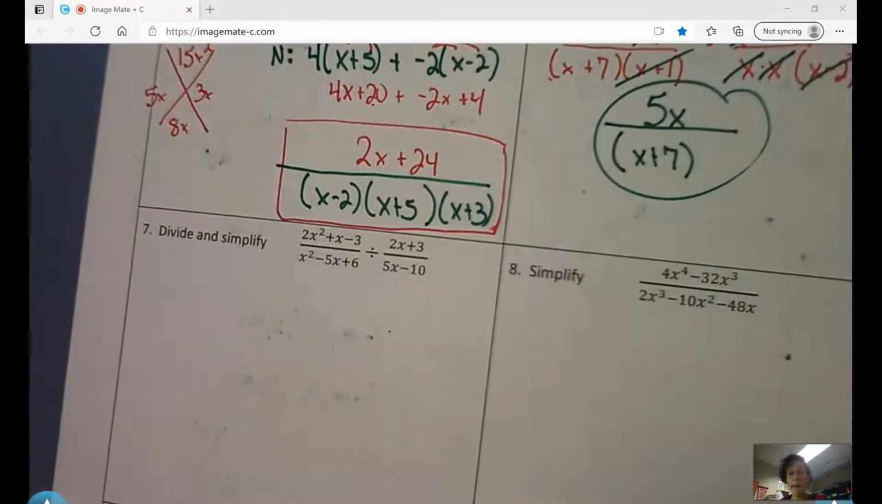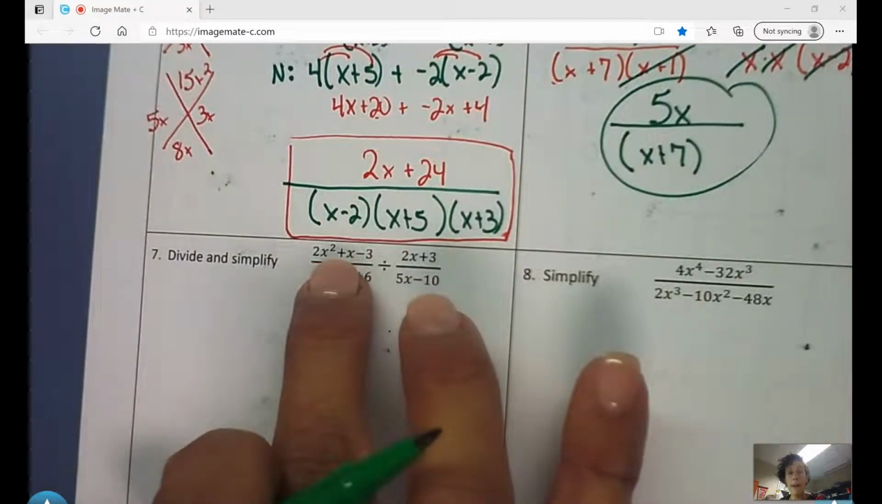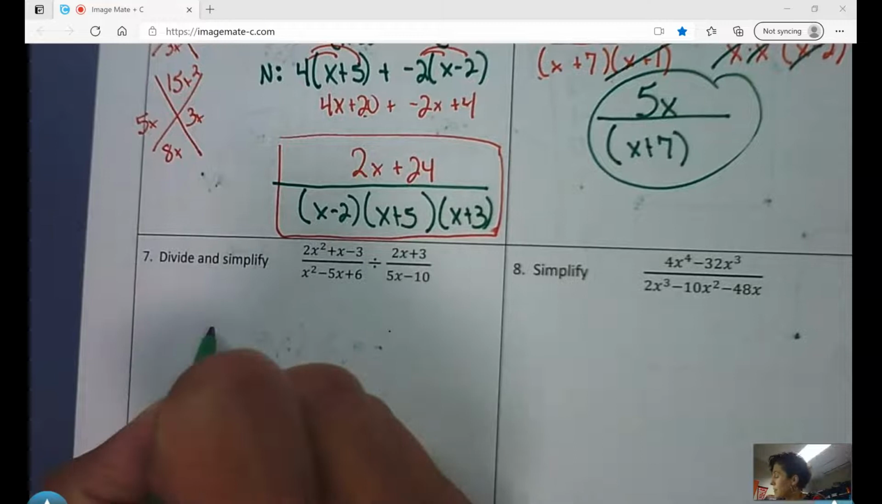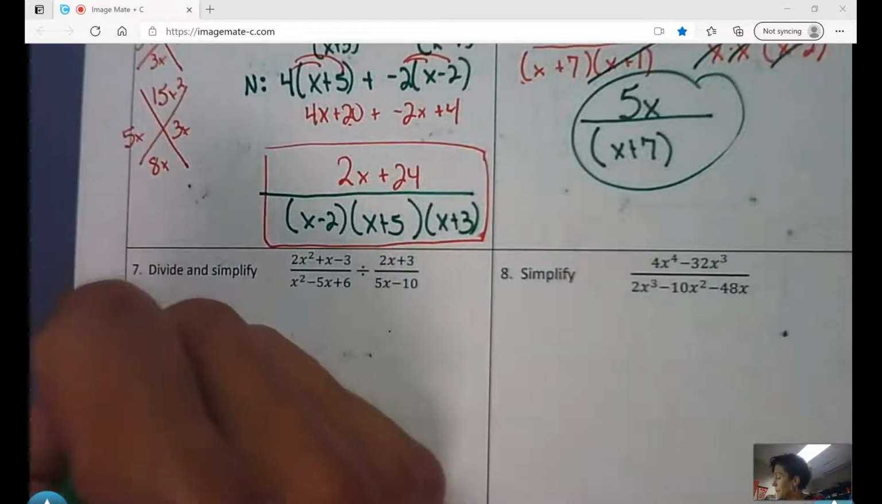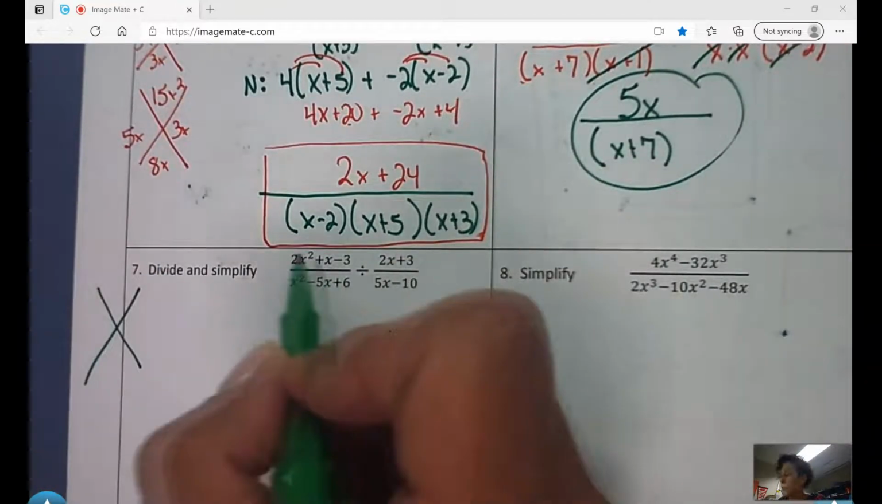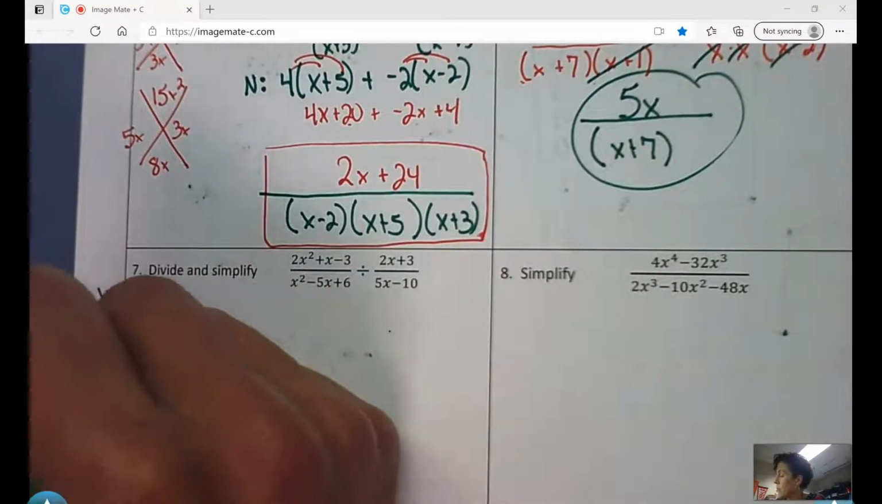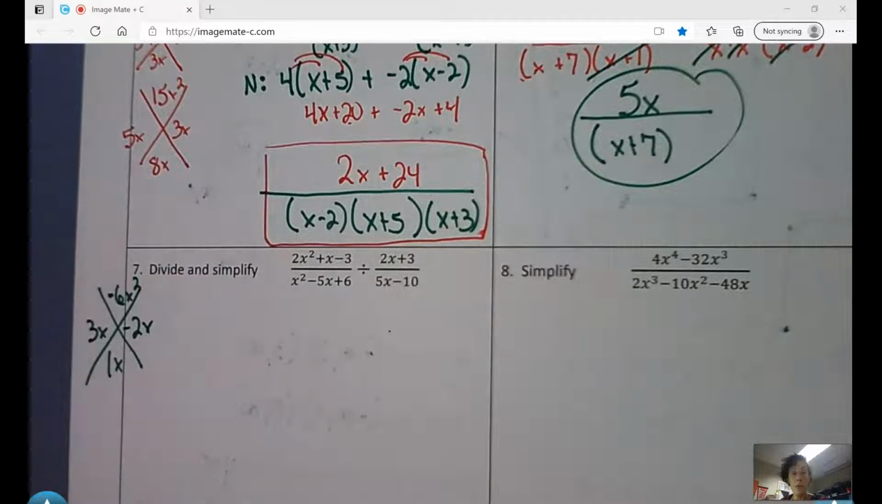This one is divide, so we're going to copy in factored form, dot and flop. Starting with my first fraction, we're going to make my x over here. There is not a GCF, so I just need factors of negative 6 that get me to 1. And that would be a 3 and a 2, with the 2 being negative.